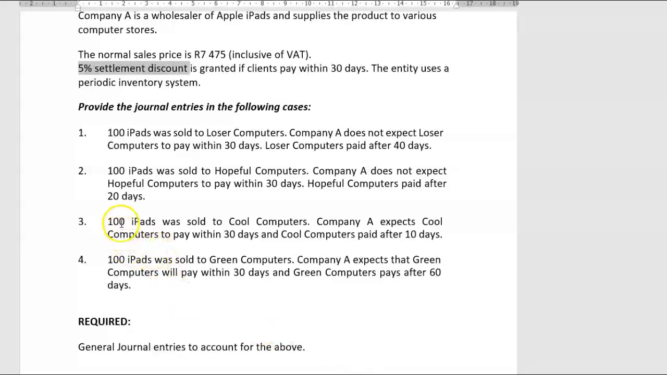Right, the third example here is 100 iPads sold to Cool Computers. Company A expects Cool Computers to pay within 30 days. So for the sales transaction, what is the question that I'm asking? What is my expectation? My expectation is they're going to pay within the settlement period. Now, if that is my expectation, it means I have to take into account the settlement discount when the sales transaction takes place. So I will already record for the sales transaction only 95% of the VAT exclusive amount as the sales figure. Good. So what are the steps that I'm going to follow?